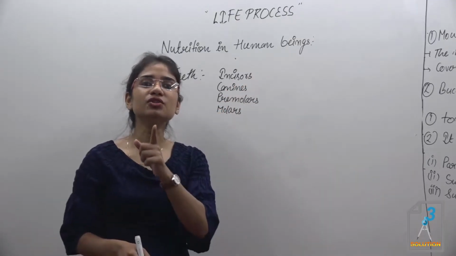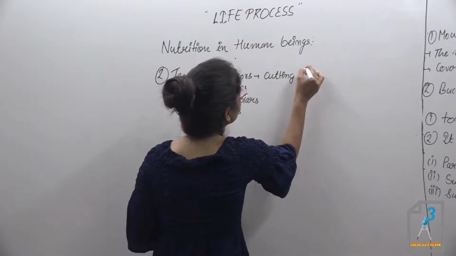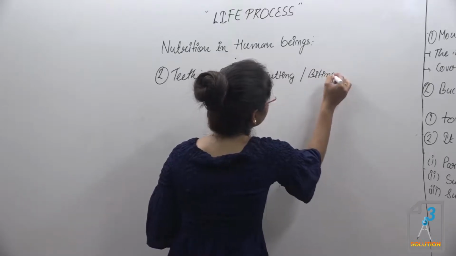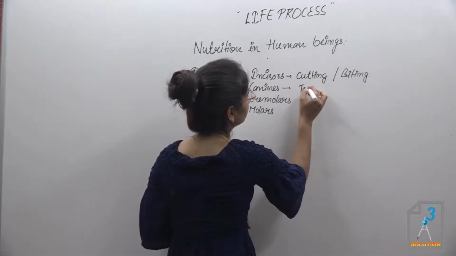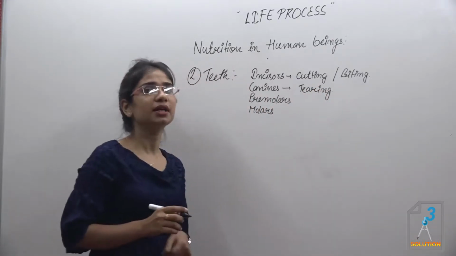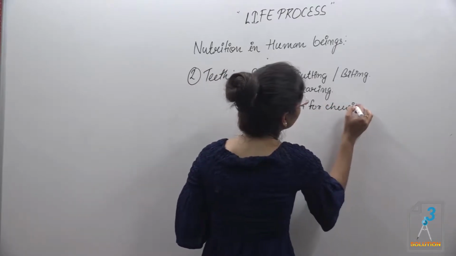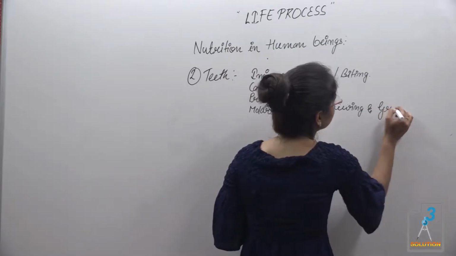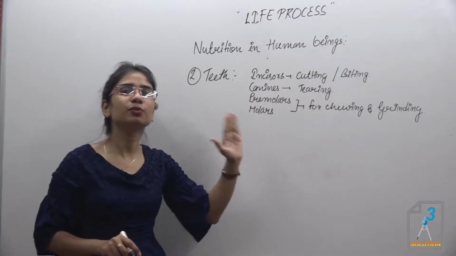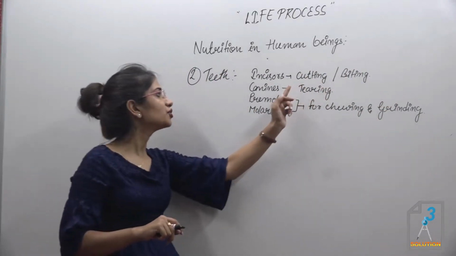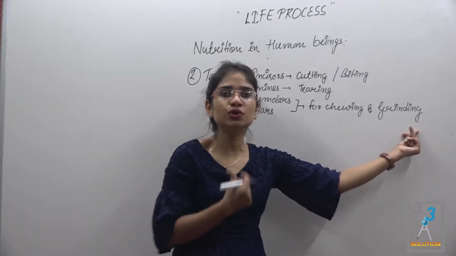These four kinds of teeth we have: the incisors, the canines, the premolars, and the molars. The incisors are the front teeth which are used for cutting, or we can say biting. Next, the canines are the side sharp teeth which are used for tearing. Yes, very simple. And the premolars and molars collectively work for chewing and grinding of the food into fine particles.